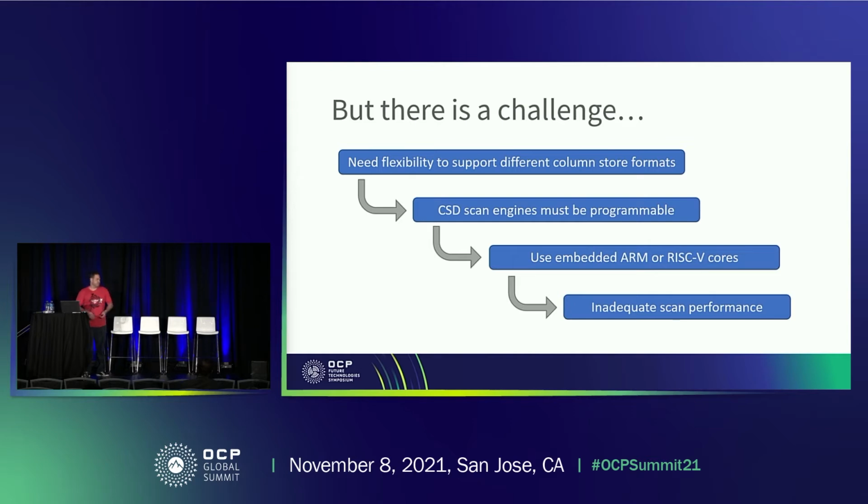Of course, it's too good to be true, right? There's no free lunch. So, you really need flexibility to support different column store formats, right? It's not something you can just put in RTL and run really fast and call it a day. So that implies that these scan engines really have to be programmable, which means you have to run them in an embedded core on this SSD. And that really gets you to a point where maybe you have inadequate scan performance.